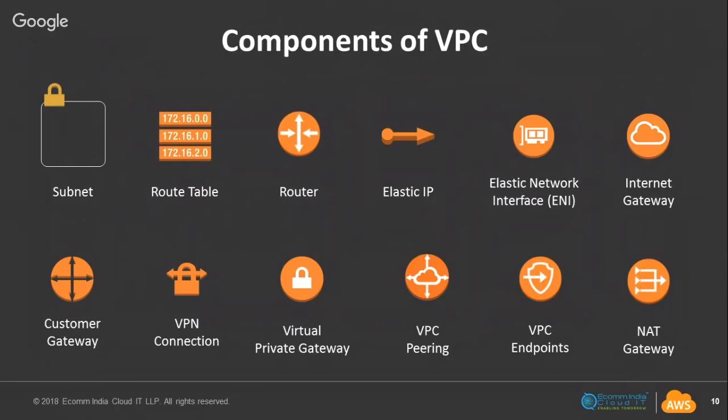Are static routing or even dynamic routing protocols supported too? So when we talk about VPN and Direct Connect, we will talk about dynamic protocols like BGP and all of that. But as of now, within our VPC, we are always going to deal with static routes. BGP is supported for external connectivity like VPN and Direct Connect.